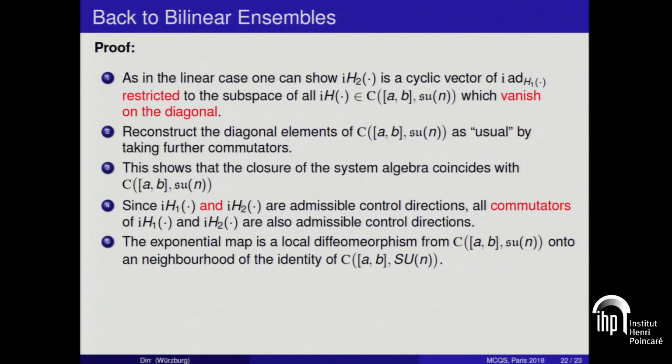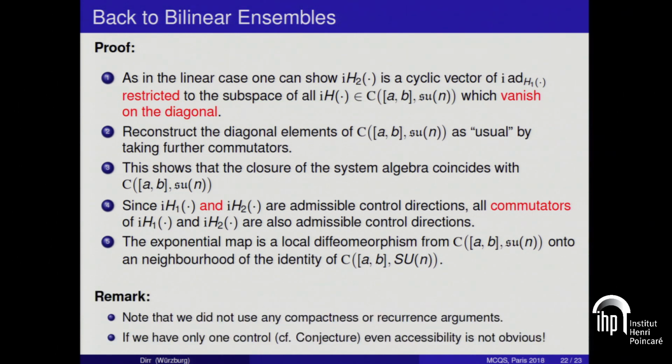That's the proof. And only two final remarks. We did not use any compactness or recurrence arguments. They are delicate, certainly in this case, because the group is no longer compact. It's an infinite dimensional one. And also recurrence arguments are very delicate. Usually the operators you are looking at do not generate periodic or quasi-periodic one-parameter semigroups.